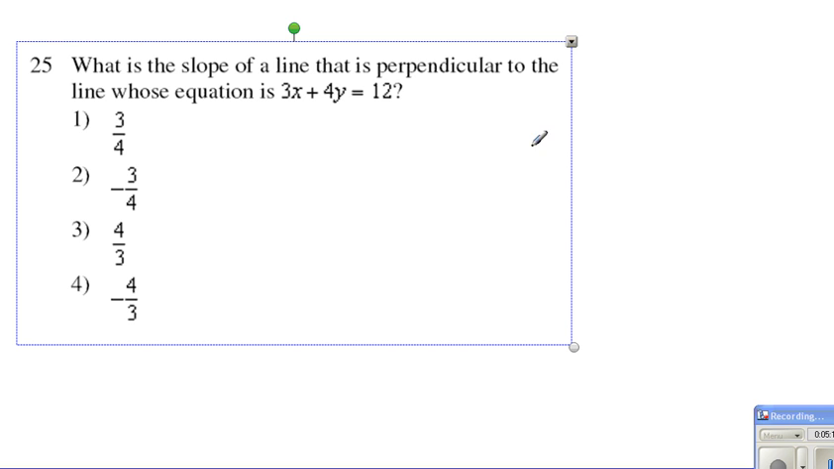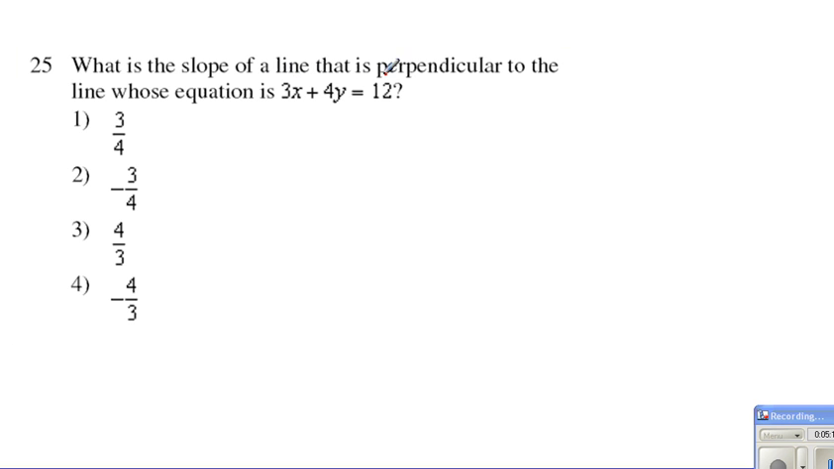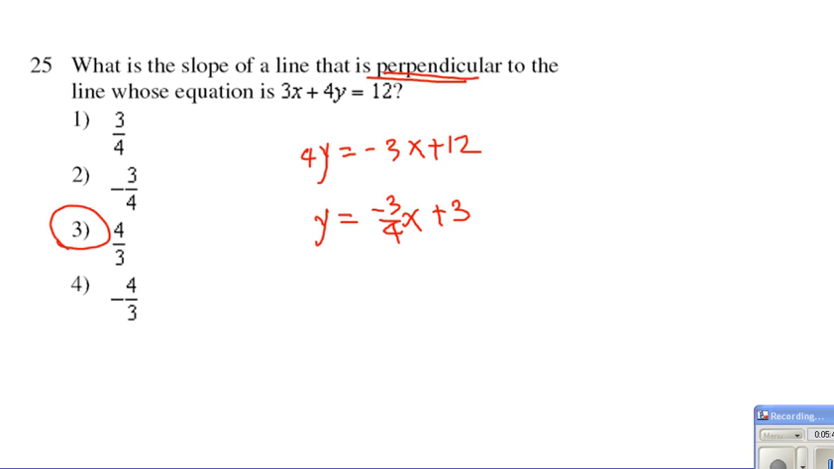Next question. Now, we are looking for a slope that is perpendicular to this one. And we first have to find the slope here. By subtracting 3x, we get 4y is equal to negative 3x plus 12. Now, when you divide by 4, then y equals negative 3 over 4 x plus 3. Since the slope is negative 3 over 4, its perpendicular line would have the flipped reciprocal with the sign changed to positive, so the answer becomes choice 3.